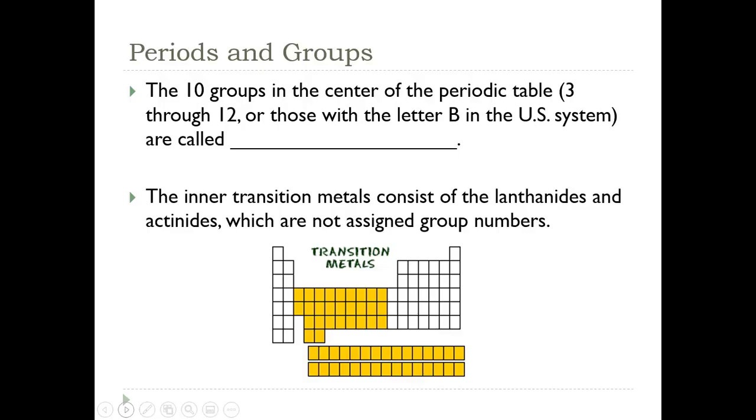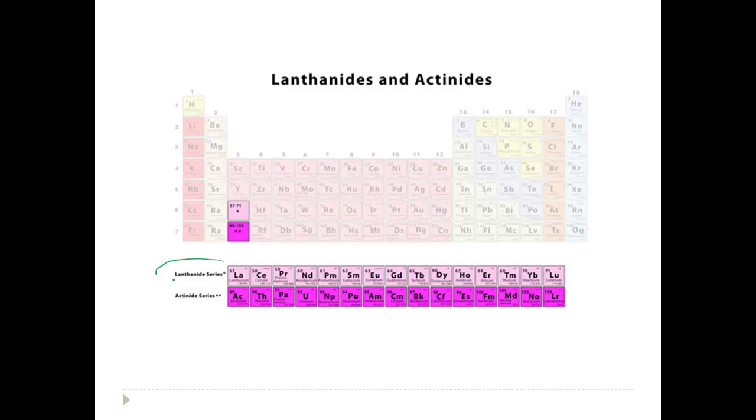Then those in the middle, or those with the letter B in the US system, are called transition metals. And the inner transition metals consist of the lanthanides and the actinides, which are not assigned group numbers. So here are the lanthanides and the actinides. These are usually shown at the bottom of the periodic table.